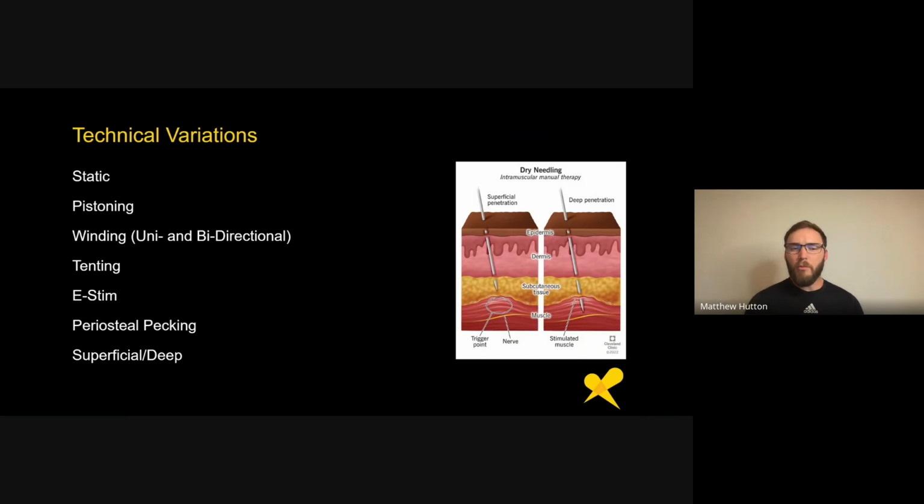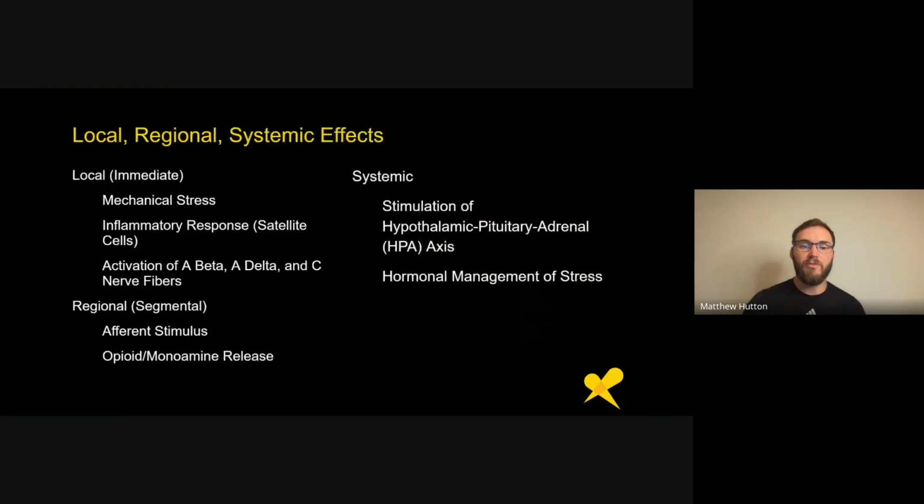Probably the most common one that I see applied is static, where you insert the needle and you just let it sit for some extended period of time. I think most clinicians tend to do like 5 to 10 minutes. Although in my course that I took through Structure and Function, I was taught that the longer you leave these in, the stronger the signal is for some of these segmental and systemic responses. If you're just interested in the local responses, then you can put it in and take it out right away.